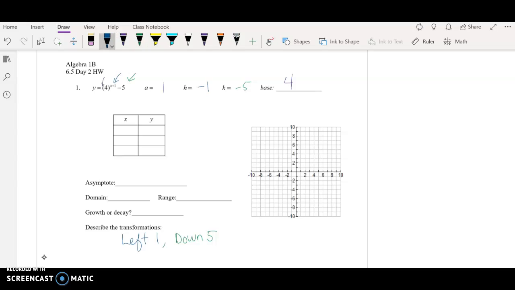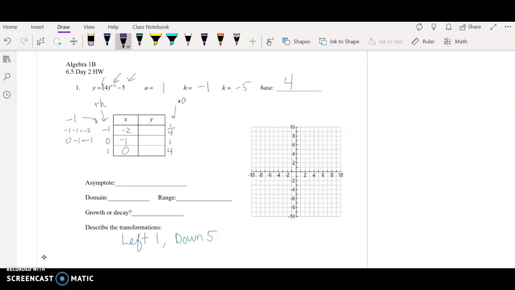So for your x values, you normally do -1, 0, and 1. Your y values are normally 1 over your base, 1, and the base. Upon your x values, you're going to be adding h to it. So for all of these ones, we are actually going to subtract 1. So we're going to do -1 minus 1, and we're going to get -2 back out. We're going to do 0 minus 1, and we're going to get -1 back out. And then the last one, 1 minus 1, gives us 0.